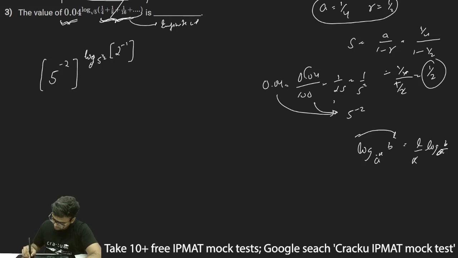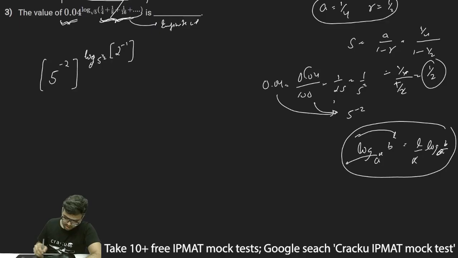So the normal power will come in the numerator, the base power will come in the denominator, and therefore we can just write L upon K log B to the base A. Similarly, we will do the same thing with this. So this 5 to the power minus 2 will remain the same. This will become minus 1 upon 1 by 2 log 2 to the base 5.